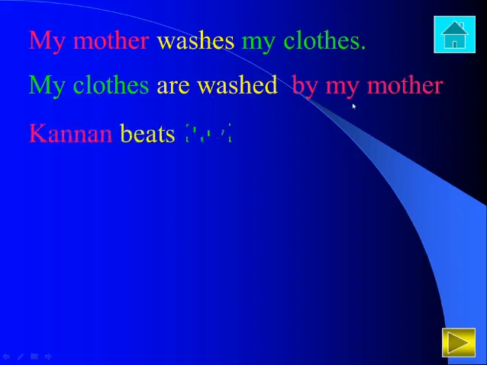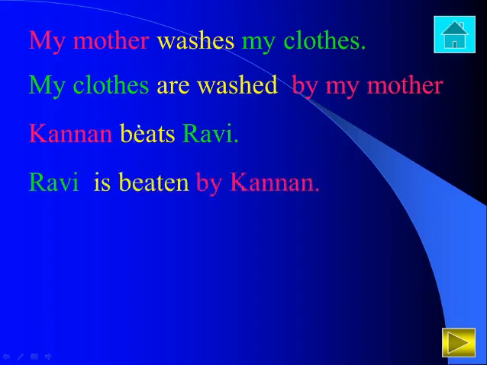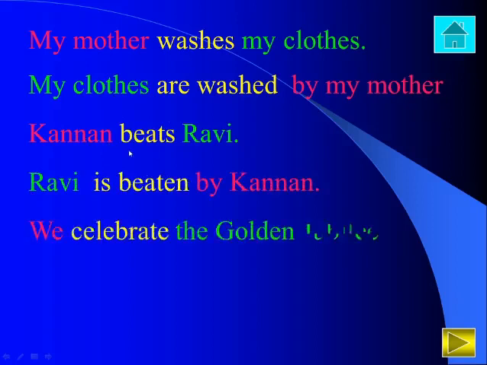See, for example, Kannan beats Ravi. How can you change this one? First, we have to bring this Ravi to the front. How many Ravi? Only one Ravi. So what should we use? Is or are? 'Is', because only one Ravi is there. So Ravi is beat. The third form of the word beat is beaten. Ravi is beaten by Kannan. Okay, this way we are using this one.